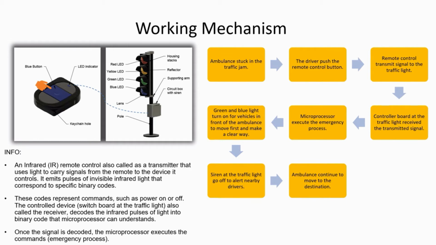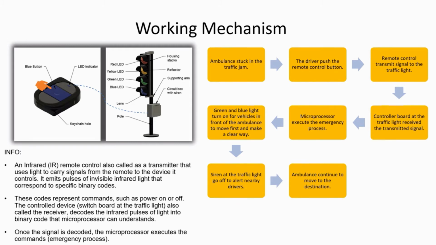through the traffic light. Meanwhile, simultaneously, the siren will also go off. The siren at the traffic light will go off while the green and blue light is turning on to alert the nearby drivers to indicate the emergency situation. And finally, the ambulance can continue to move to the destination.